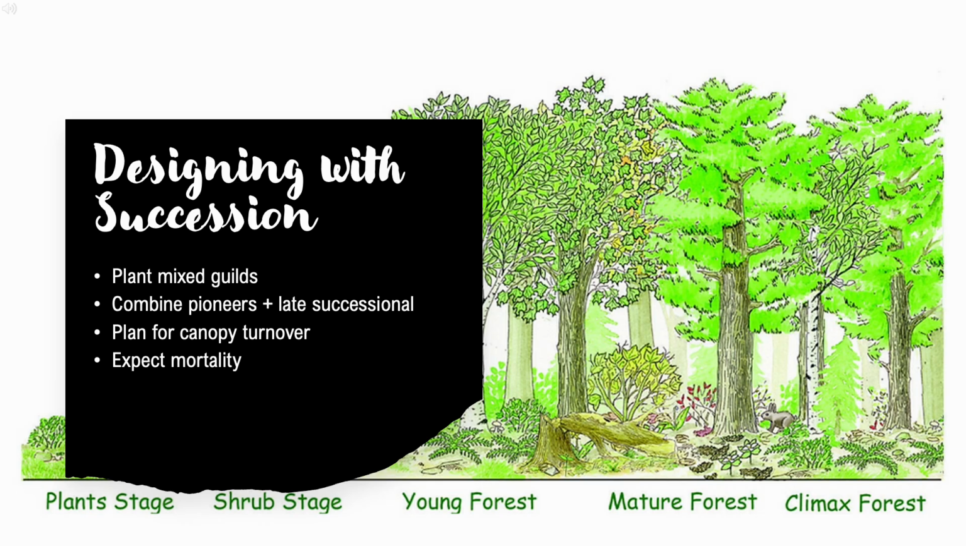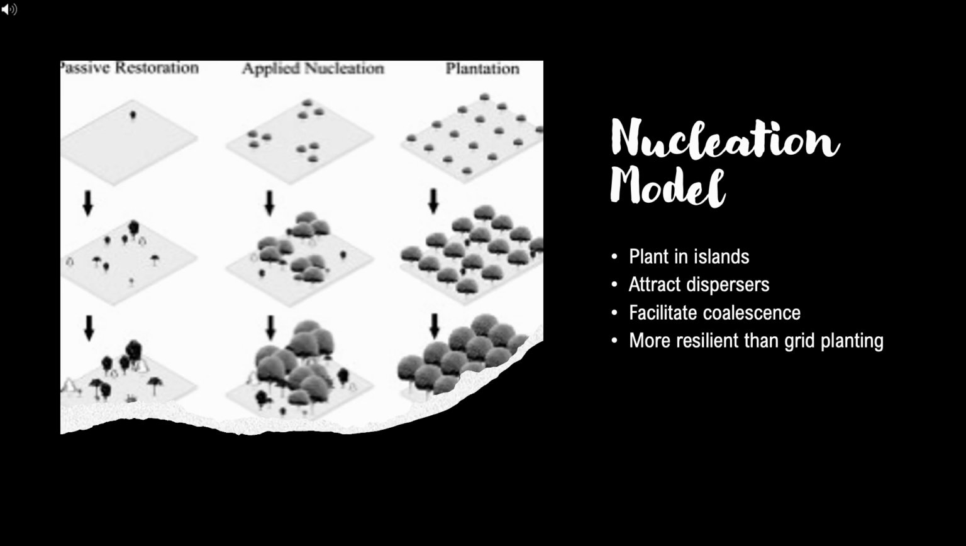And finally, expect mortality. Especially in the early phases of a tropical restoration or revegetation project, mortality is normal. It's part of succession. Don't treat it as failure. Treat it as a signal about site conditions and adjust accordingly.